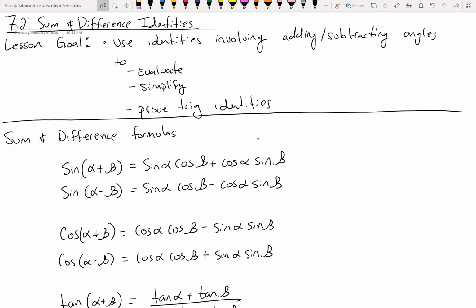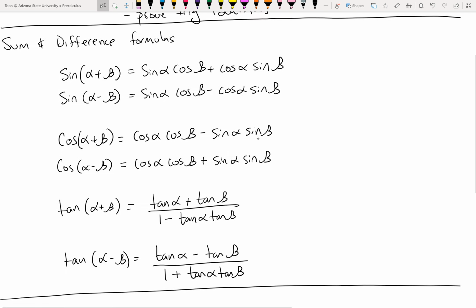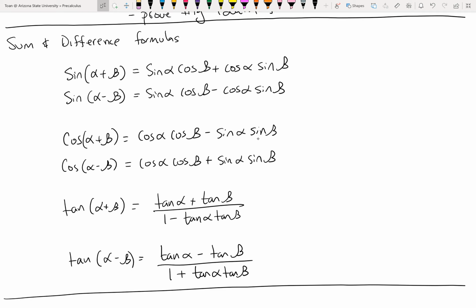7.2, as you can see, will be all about these things called the sum and difference identities. And by the end of the lesson, we should be able to use these identities, which involve adding, subtracting angles inside of a trig function, to do the same things we did in 7.1: to evaluate, to simplify, and to prove.